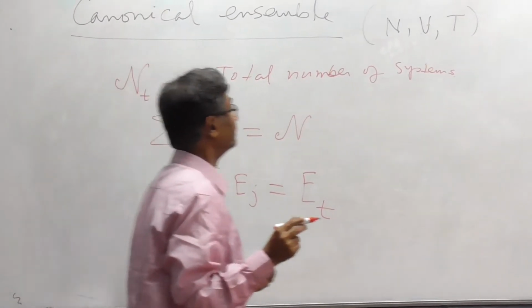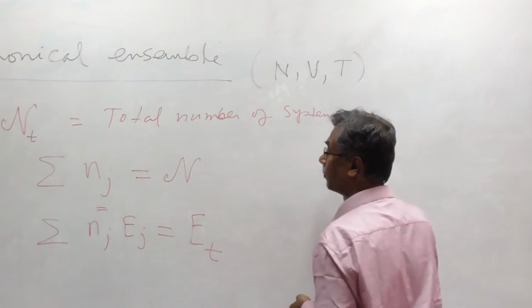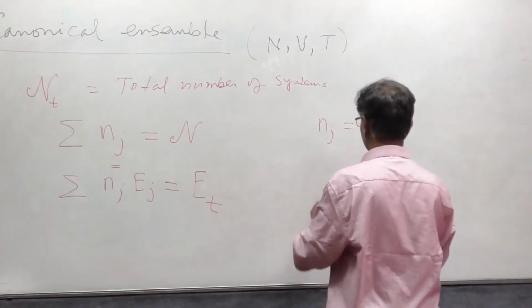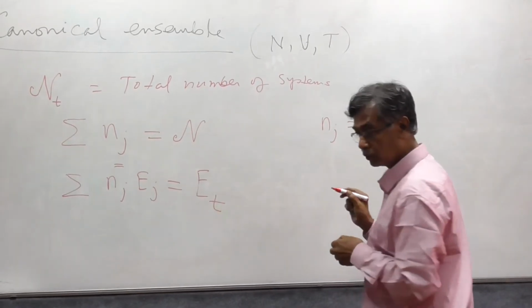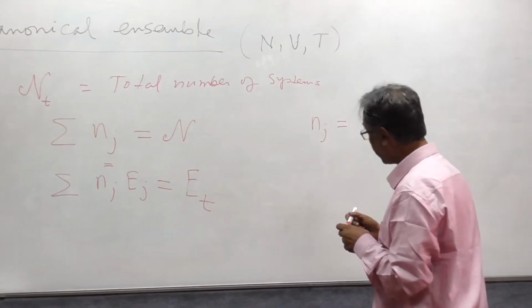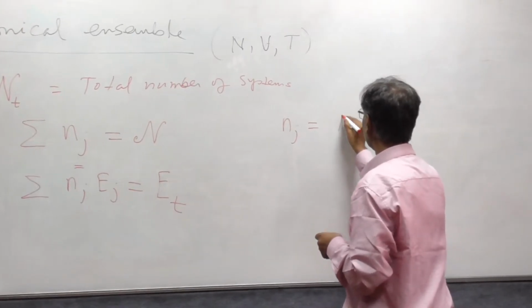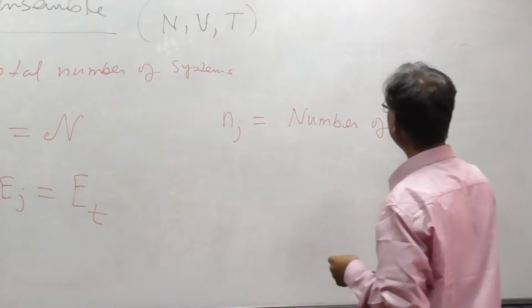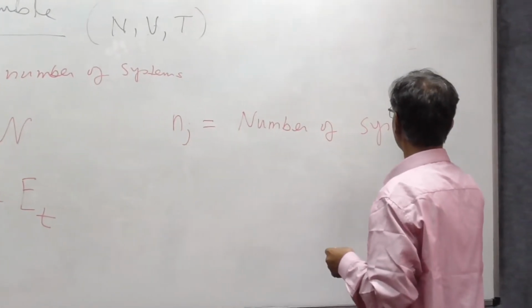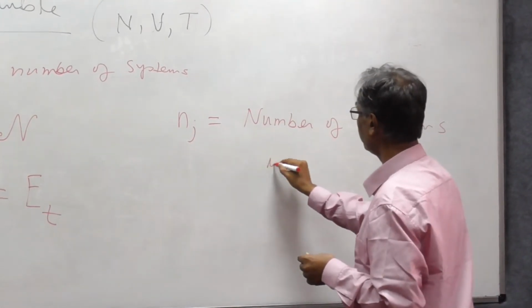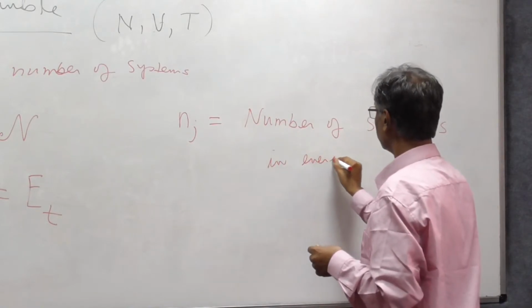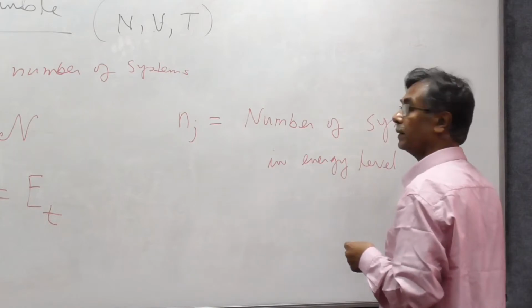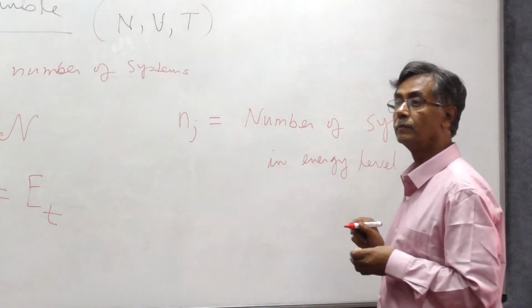Okay. Let me write it down. My students told me that I have to be more explicit because these days students are used to very explicit things. Okay. Nj is the number of systems in energy level Ej, okay, right?